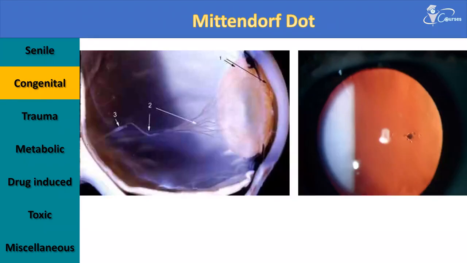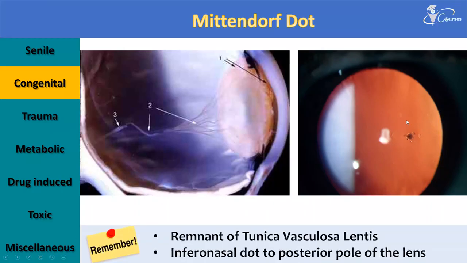Let's now talk about congenital cataract. Remember this, what does this picture remind you of? It is the persistent hyaloid vasculature. So this is the lens, and this is the persistent hyaloid vessels. And what is this? This is the attachment of the hyaloid vessels on the back of the lens. This is called the Mittendorf dot. Mittendorf dot is a dense white spot located infranasal to the posterior capsule of the lens. This is asked in the MCQs.